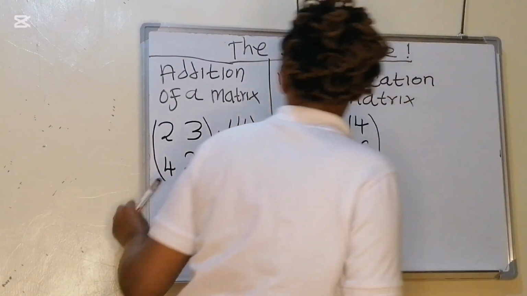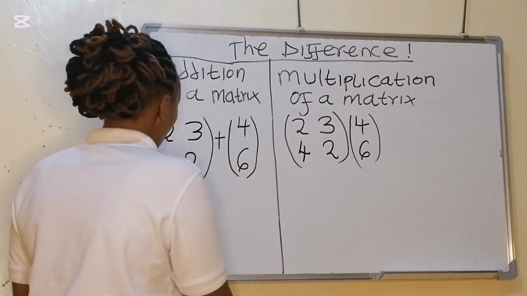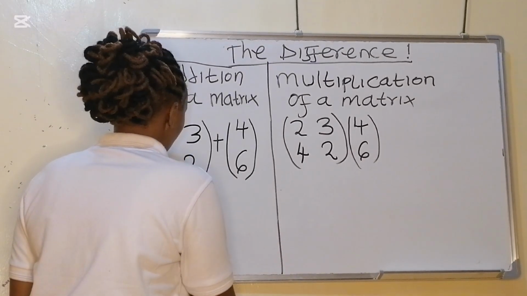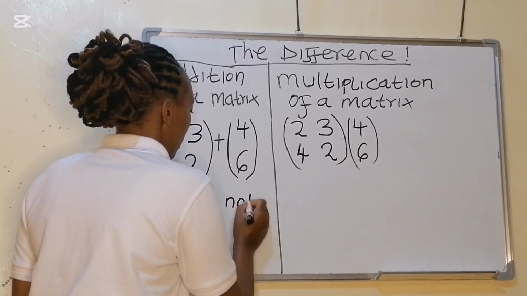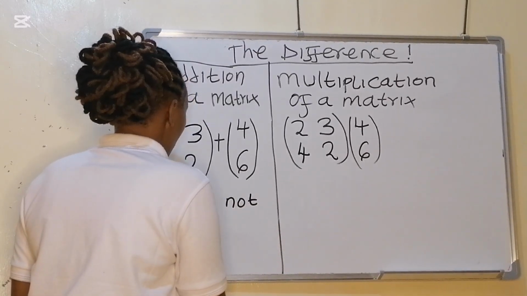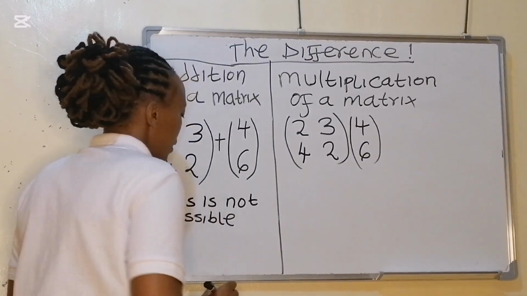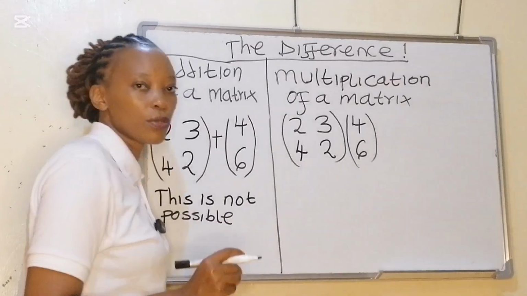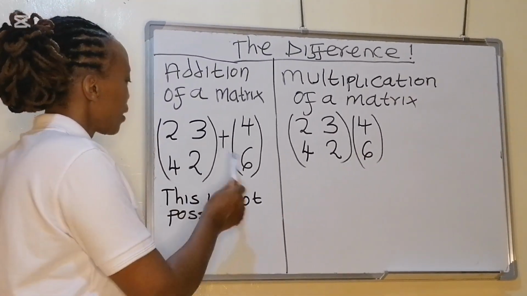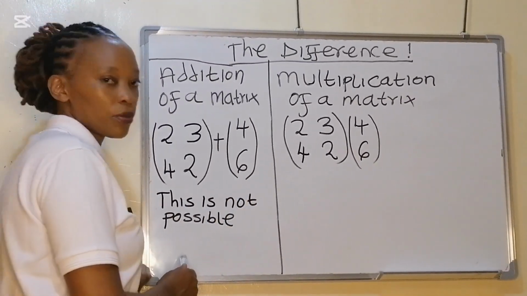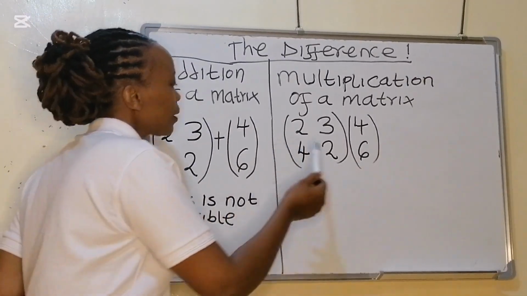This is not compatible for addition. Let me write not possible, because I want to use the simpler language that will help students understand. If you are told to add this matrix with this, it is not possible. I have explained. You can listen to the video. This is not possible. What about this?